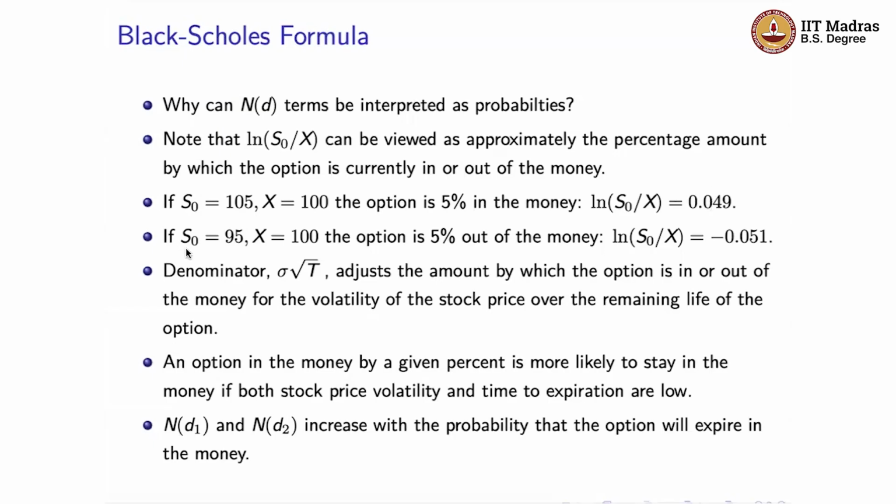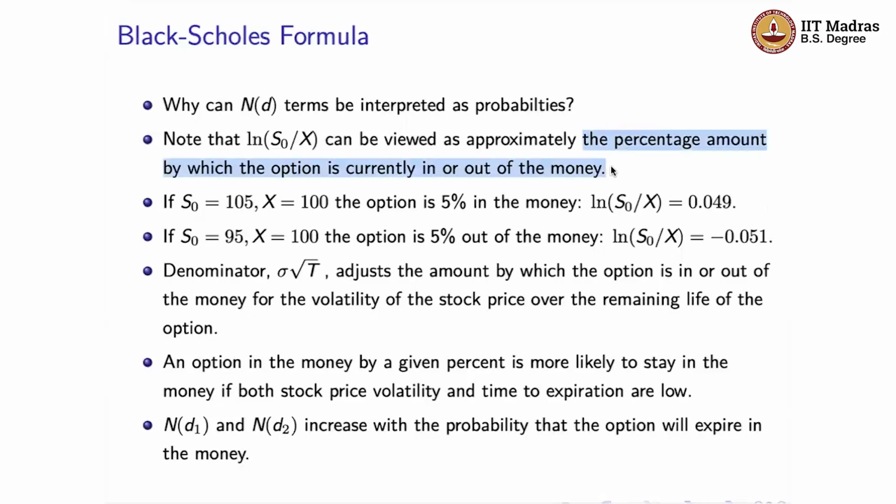And on the other hand, if you had instead S0 equal to 95 and X equal to 100, so that the option is out of the money, then again, this is the option being 5% out of the money. And again, if you calculate this log of S0 by X, you end up getting something which is close to negative 5%. So this is telling us that this first term, log of S0 by X, closely corresponds to this percentage amount.